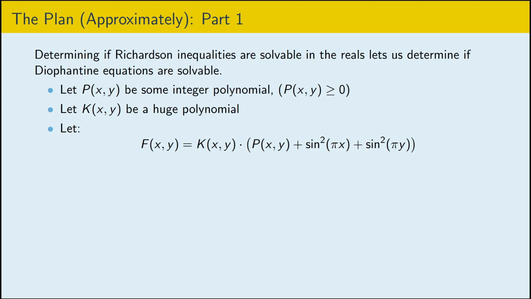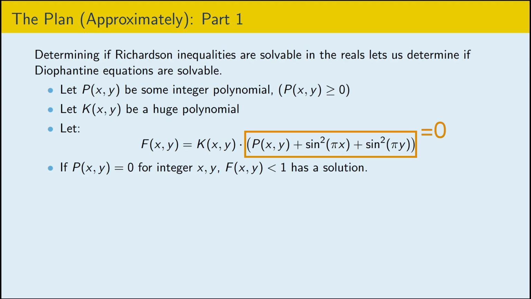Now let's define f of xy as k of xy times p plus sine squared of pi x plus sine squared of pi y. I claim that there being real values making f of xy strictly less than 1 will be equivalent to there being integer values making p of xy equal to 0. So first of all, one direction, suppose that p of xy equals 0 for some integer xy, right? Suppose that there's a solution to our Diophantine equation. Then those x and y, if we plug those into f of xy, they'll of course make p of xy equal to 0, and they'll also make these sine terms equal to 0. So those x and y will be a solution to f of xy is strictly less than 1.